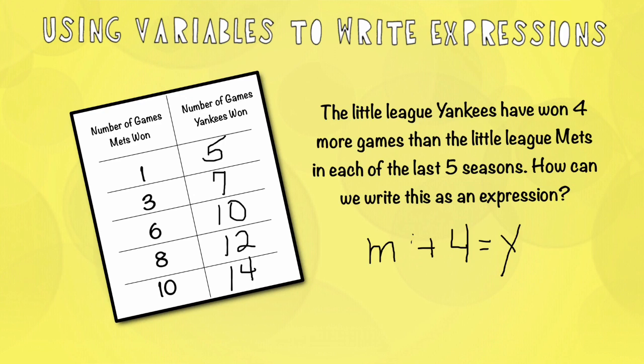So why do we write this expression? Well, now let's say one day we say the Mets won 23 games. How many did the Yankees win that year? Well, 23 plus 4, 27. So the expression becomes valuable as we go on and get to bigger numbers, and as long as it follows the same pattern, we can put in that number for M to get our answer of y.